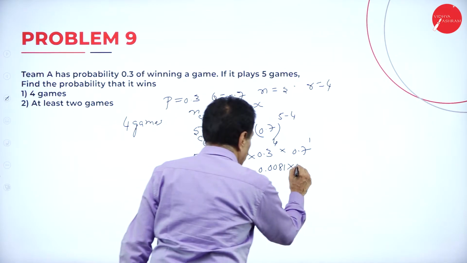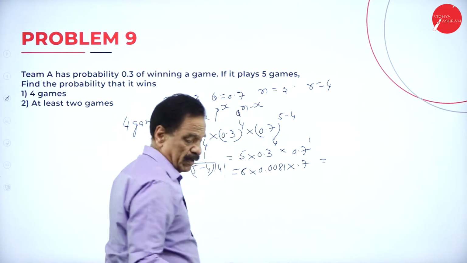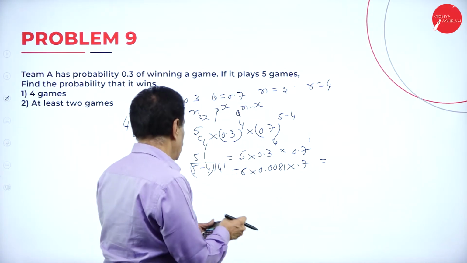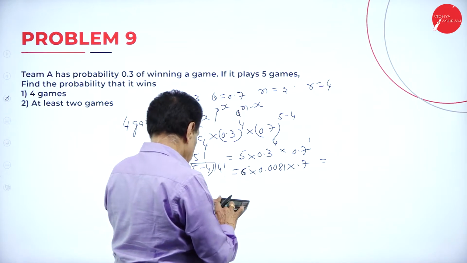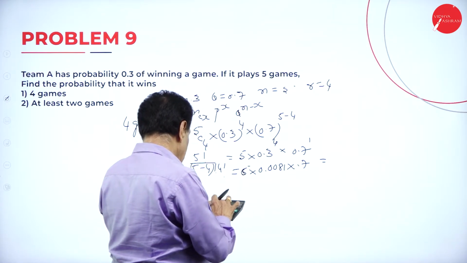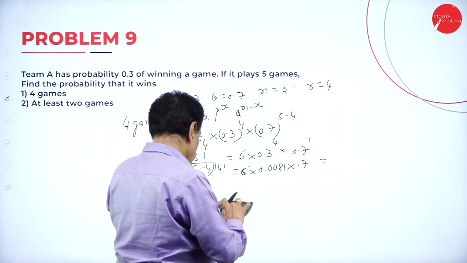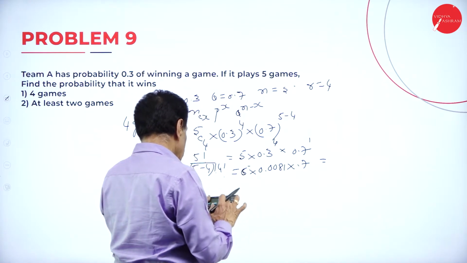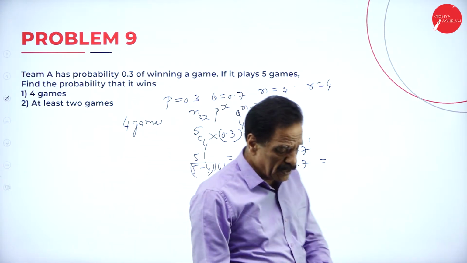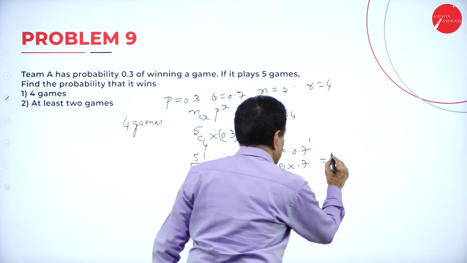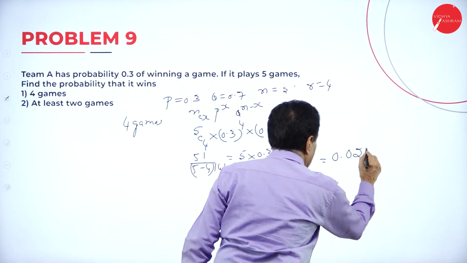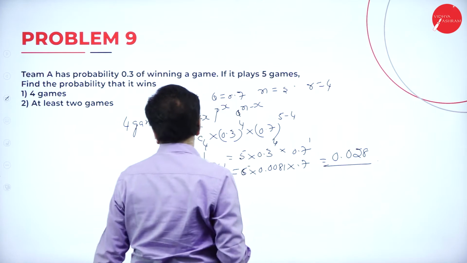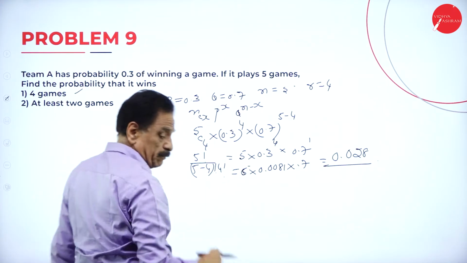0.0081 into 0.7. So the answer is 5 into 0.0081 into 0.7, which is 0.028. So this goes to 4 games.